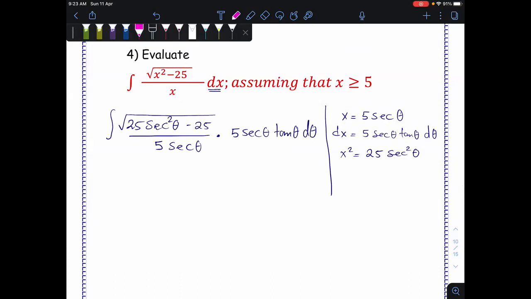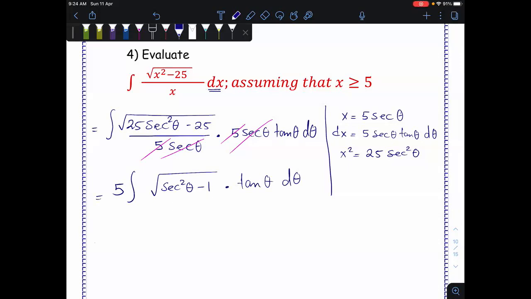We can cross out sec and the 5 with sec and the 5. Inside the square root we take 25 as a common factor, and it comes out as 5. So 5 times the square root of sec squared theta minus 1, which gives tan squared theta. Excellent.